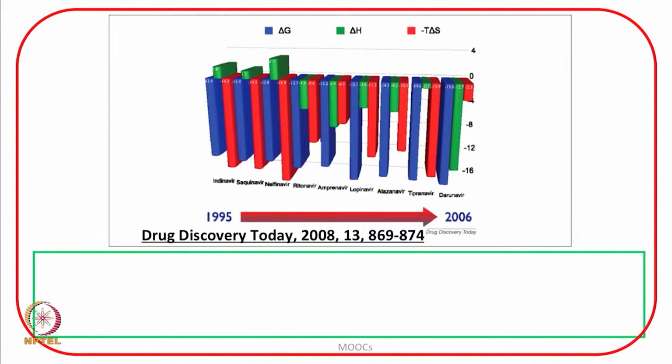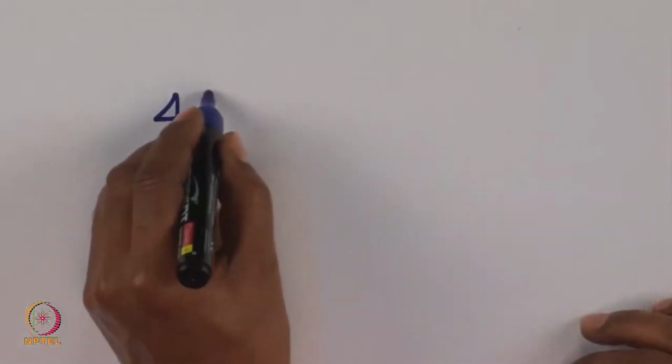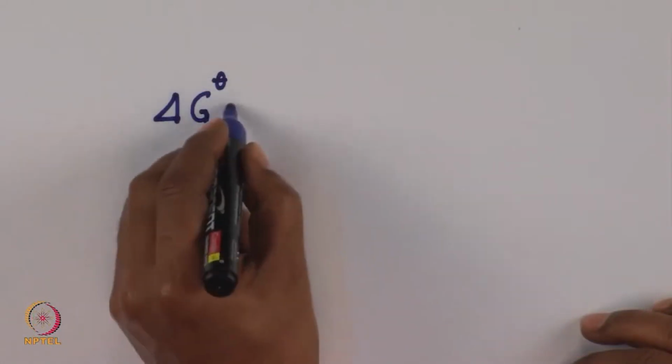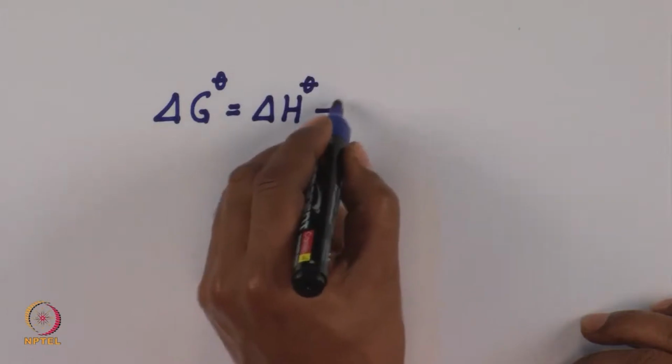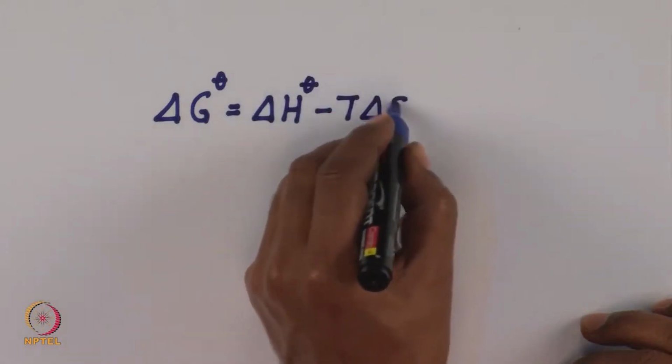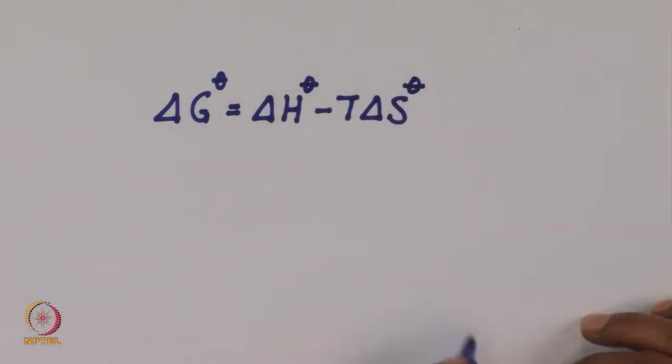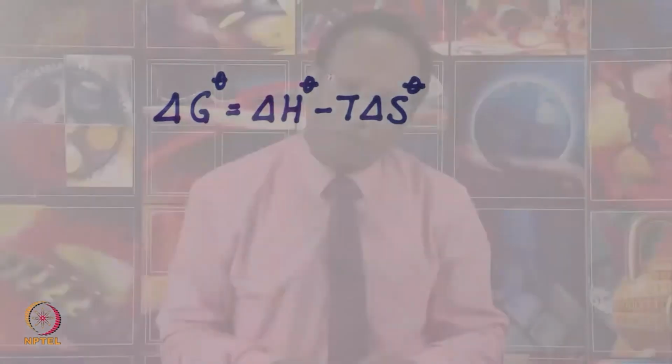Now, let us take a look at this equation. Delta G naught is equal to delta H naught minus T delta S naught. As I mentioned, one of the efforts in industry is to improve the affinity, and improving the affinity means that what should be done?